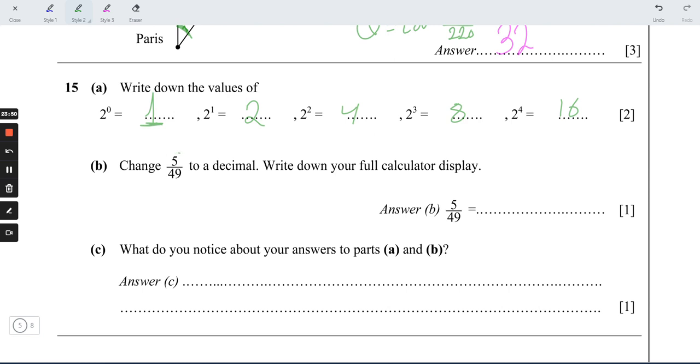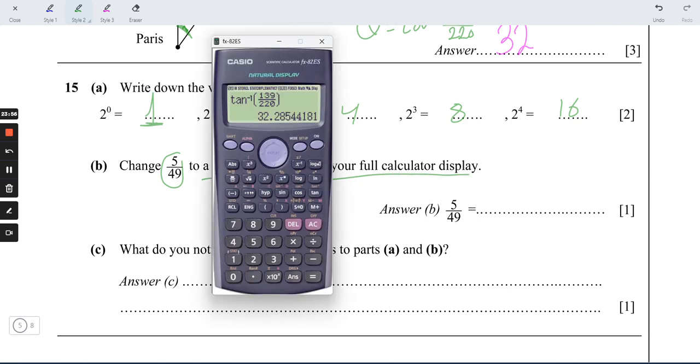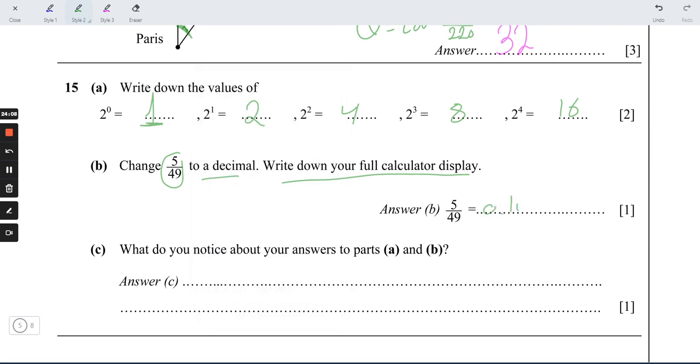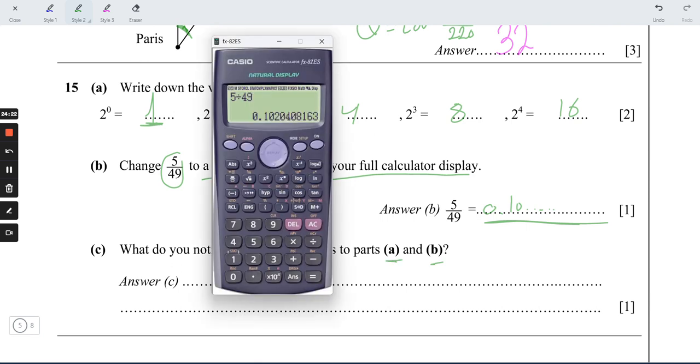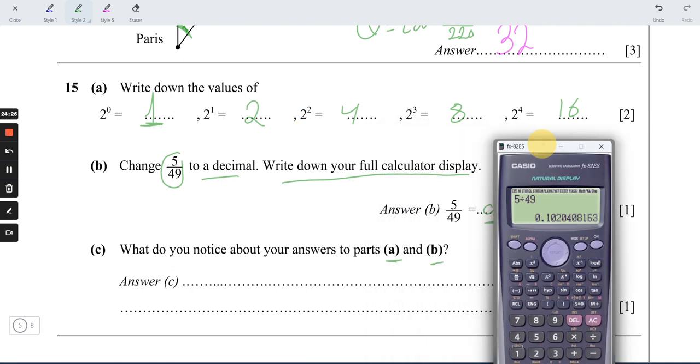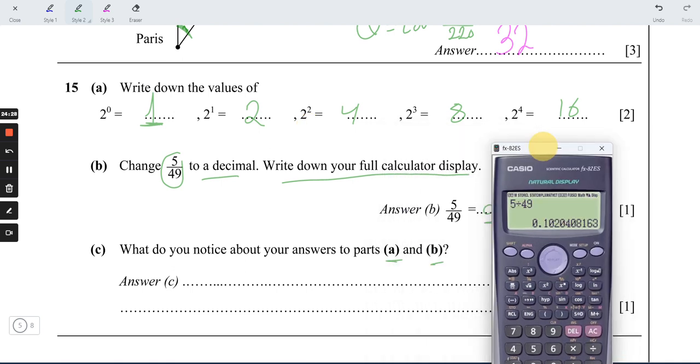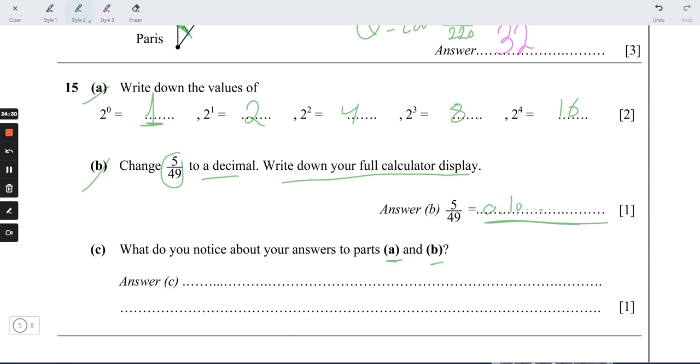Now, change 5 over 49 to a decimal, then write down your full calculator display. So here again we are going to use our calculator. We will write 5 divided by 49, and we get this number here, 0.10, and you will write the full calculator display in the space provided. What do you notice about your answers to parts A and B? As you can see on our calculator display here, between part A and part B.